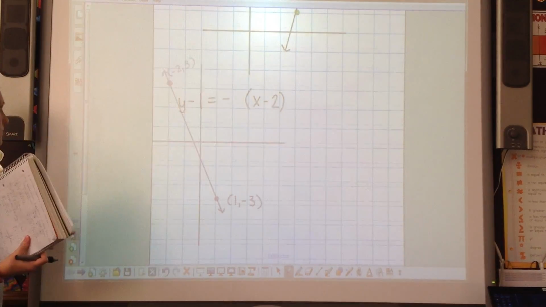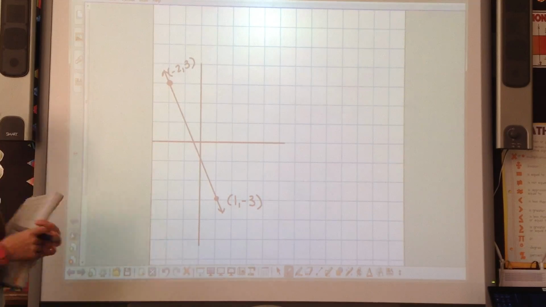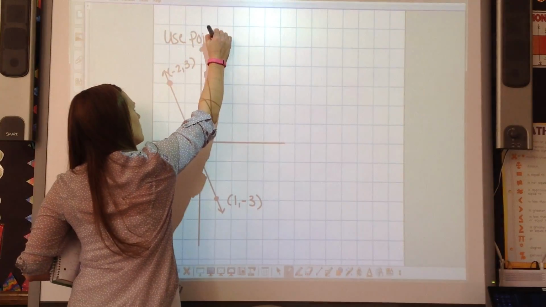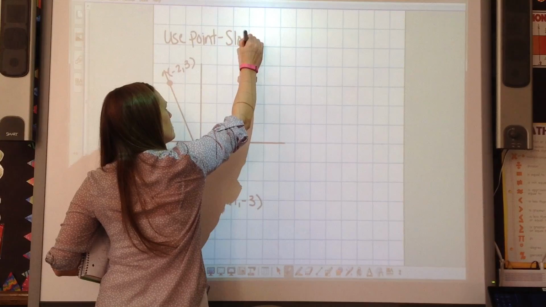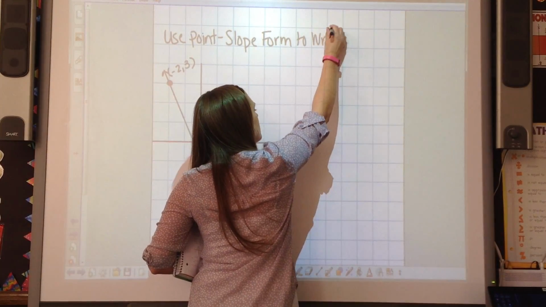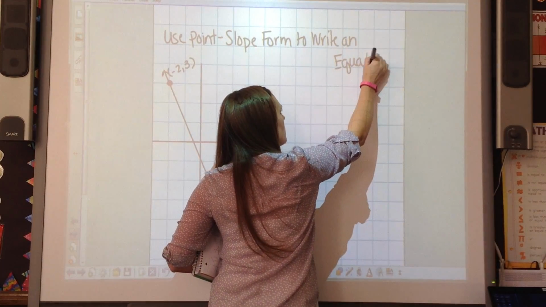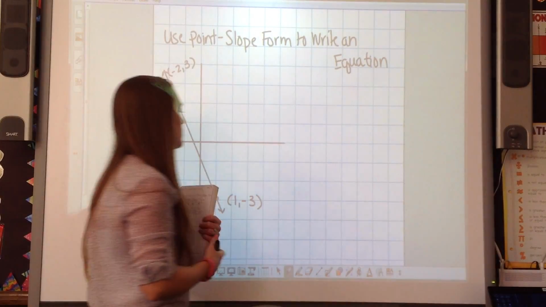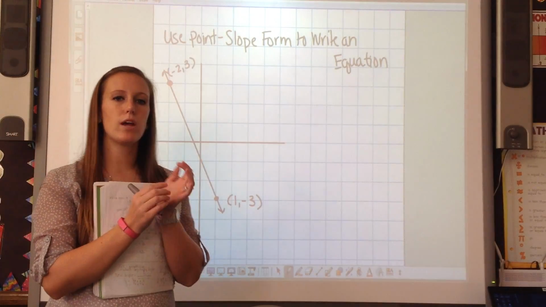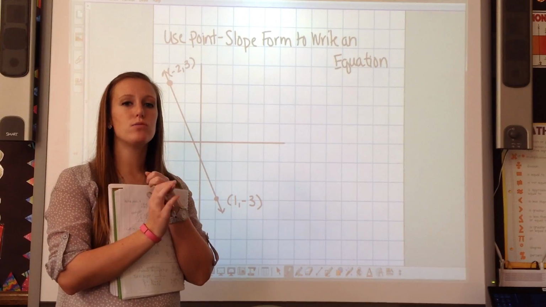Okay, moving on. This next section is called use point slope to write an equation. I'm going to say use point slope form to write an equation. Okay, so we have to use the information that they give us. To write an equation in point slope form, you need a point, an ordered pair, and you need slope.